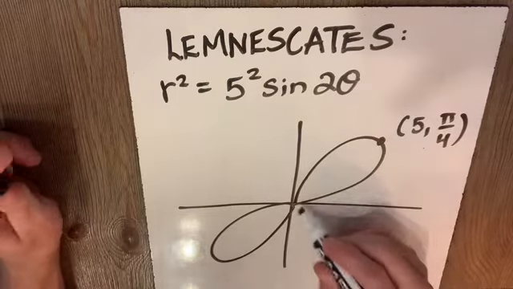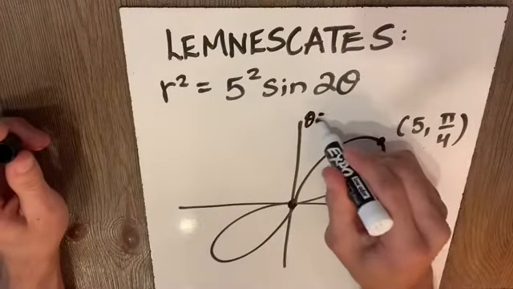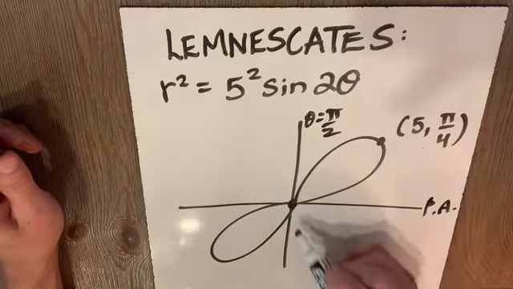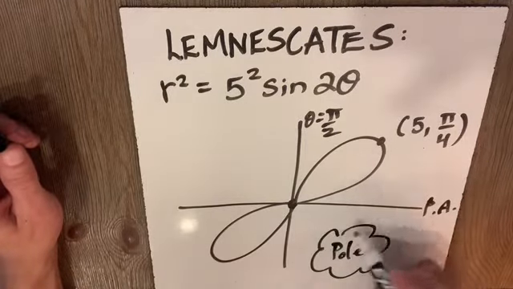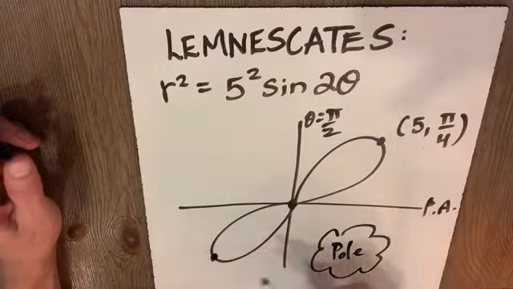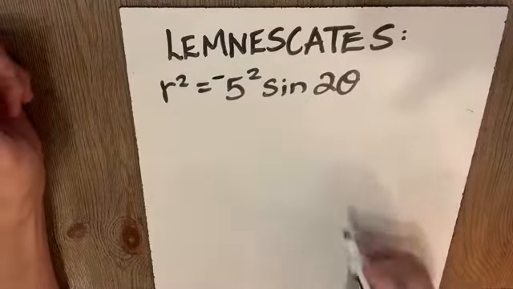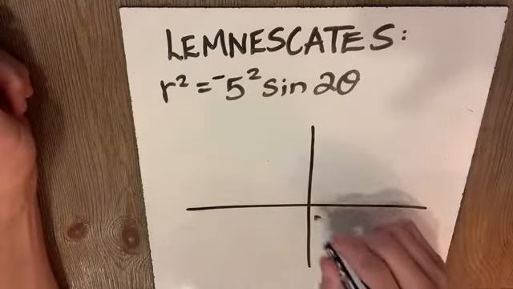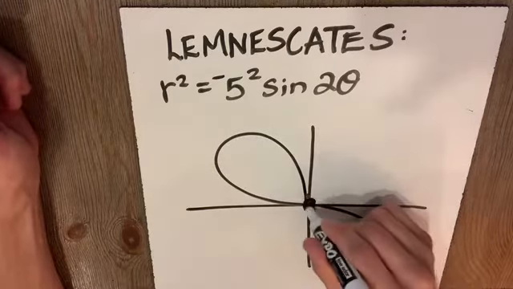What kind of symmetry do we have? Well, we don't have symmetry across the theta equals pi over 2 axis. We certainly don't have symmetry across the polar axis. We only have symmetry across the pole because we see this first quadrant and third quadrant symmetry. What if I put a negative out there? Well, sine loves to live in the quadrants, and this is what happens. Again, we only have polar symmetry here.